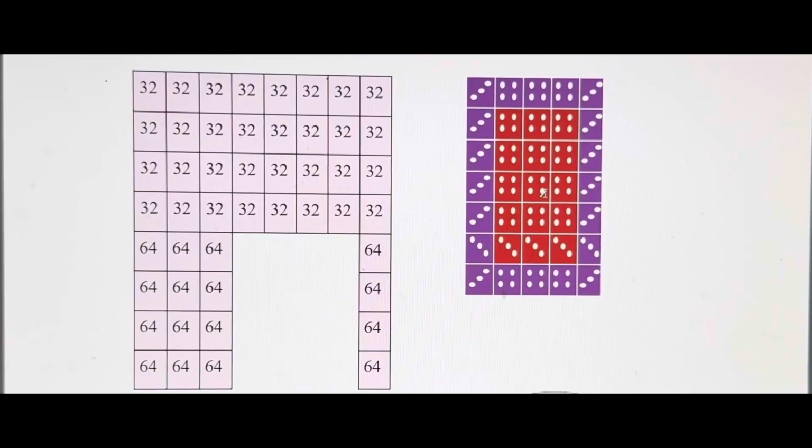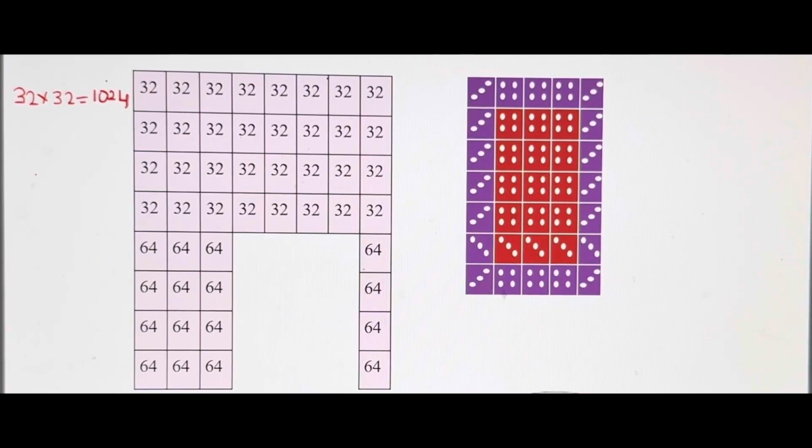Now here is a third figure, where you can see there are two types of numbers, 32 and 64. First let us see how many 32s are there. You need not count each one, we just count the rows and the columns. So 1, 2, 3, 4, 5, 6, 7, 8 and 1, 2, 3, 4. So 8 fours are 32. So we simply multiply 32 by 32, because 32 appears 32 times. If we multiply 32 by 32, we get 1024.